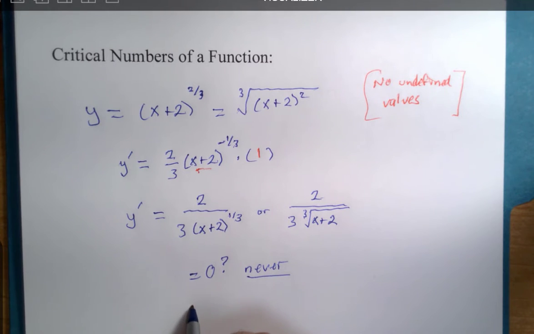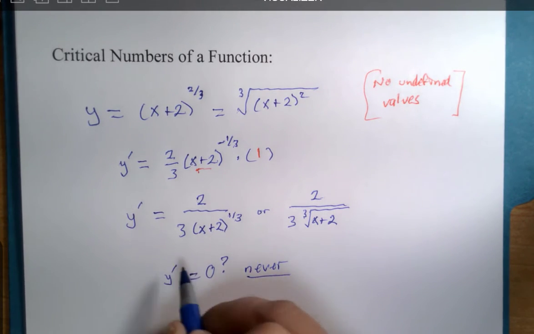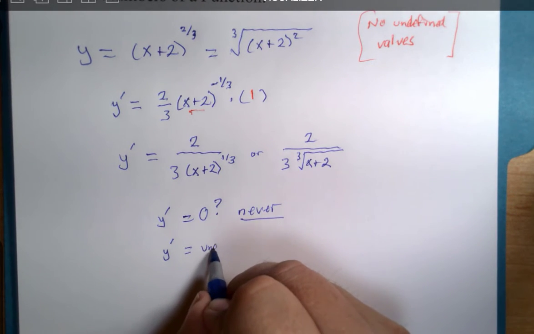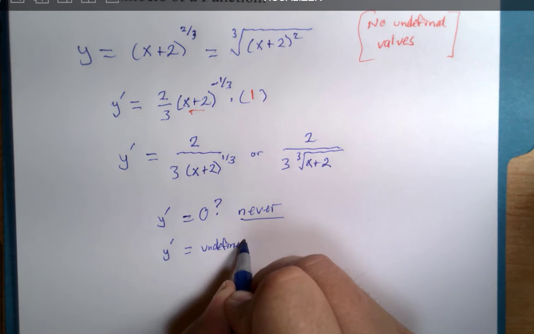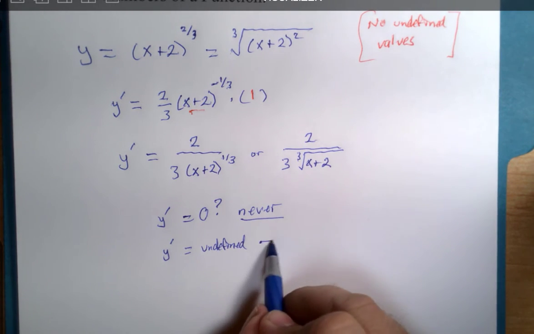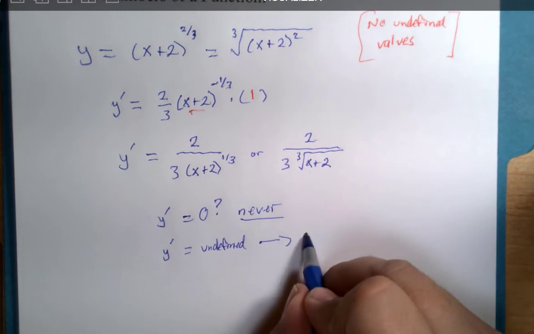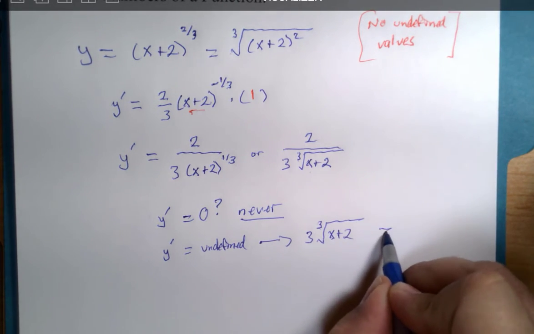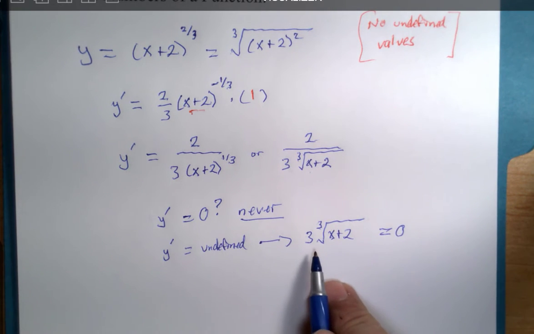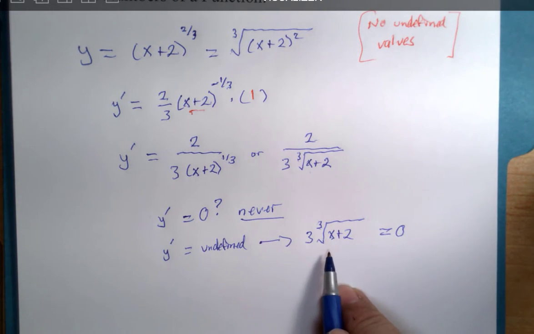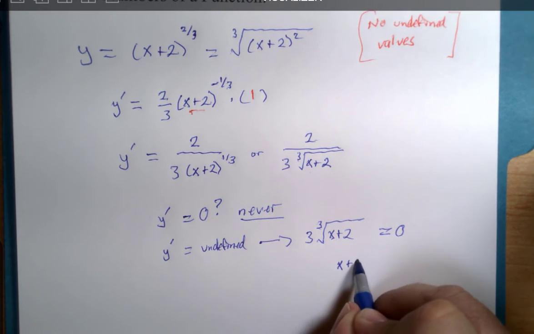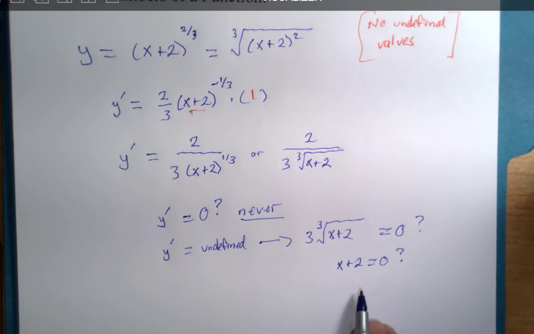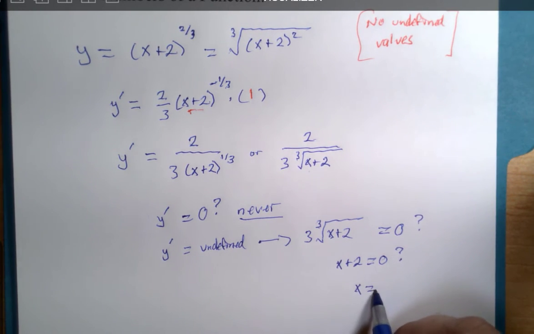What about the derivative being undefined? Well, that would mean that the denominator is 0. 3 multiplied by the cube root of (x + 2) is equal to 0. Well, 3 is not 0. Basically, what we're trying to find is when is x + 2 equal to 0. I'll put that just as a question mark. That's my goal. And that happens when x is negative 2.